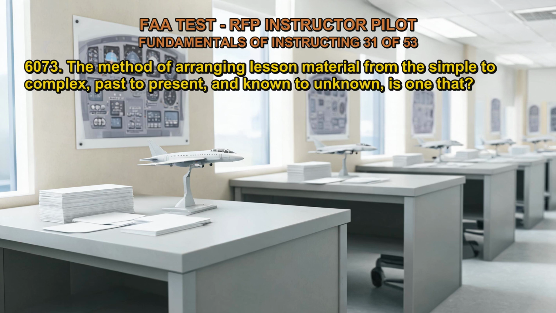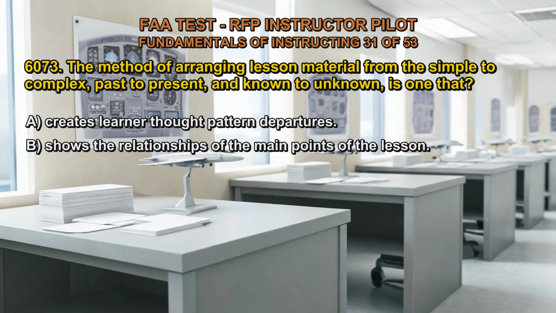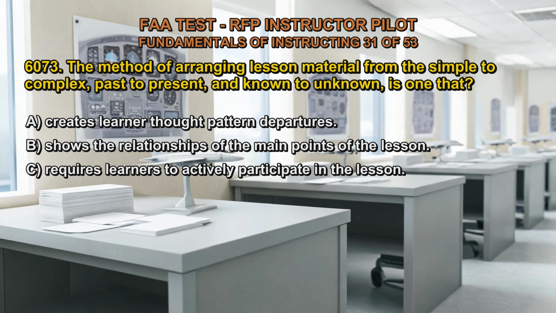6073. The method of arranging lesson material from the simple to complex, past to present, and known to unknown is one that A. Creates learner thought pattern departures. B. Shows the relationships of the main points of the lesson. C. Requires learners to actively participate in the lesson.